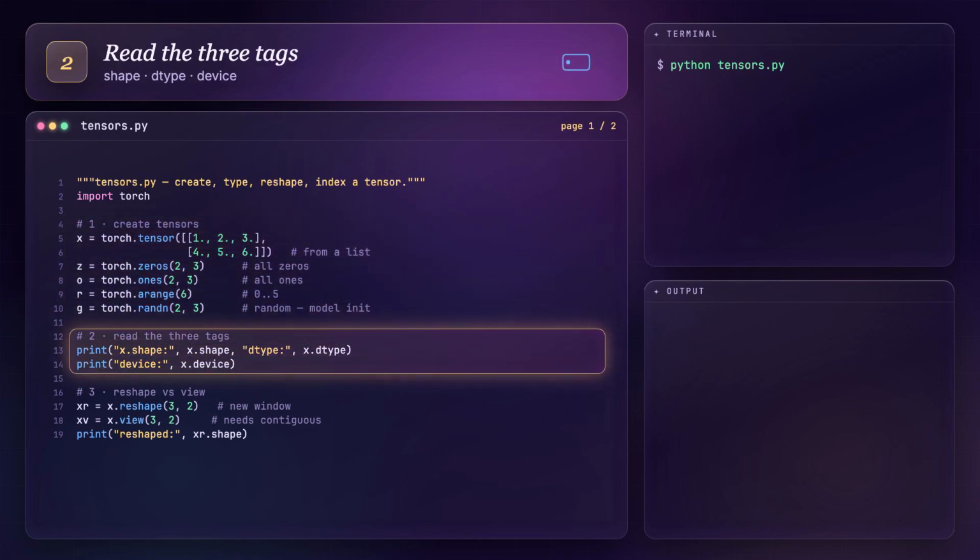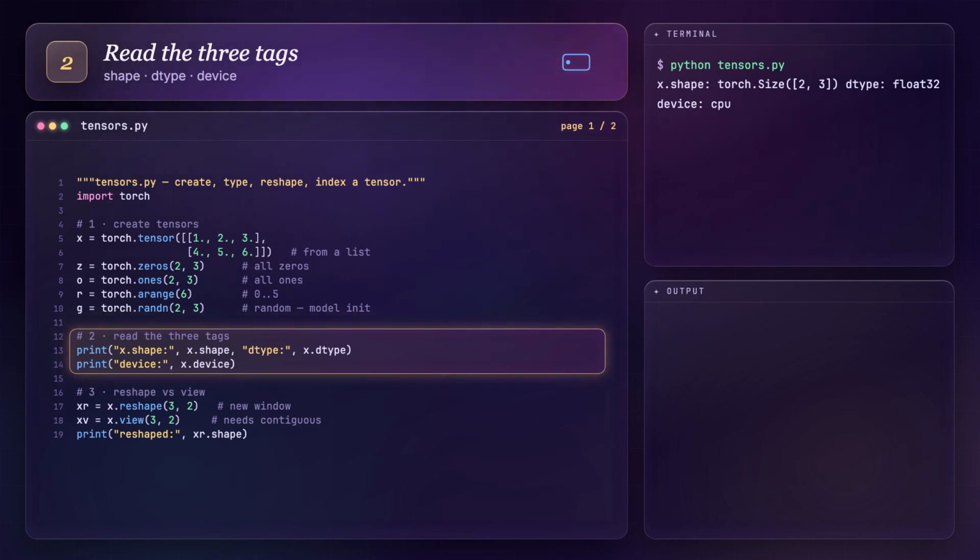Next, we read the tags. The 3 facts you check on every tensor for the rest of your life. .shape gives you that size list. .dtype tells you it's float 32. And .device tells you whether this tensor is living on the CPU or has been moved onto a GPU, which matters enormously once we start training, because two tensors can't do math together if they're on different devices.